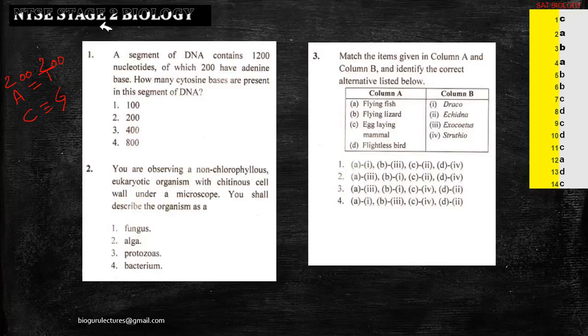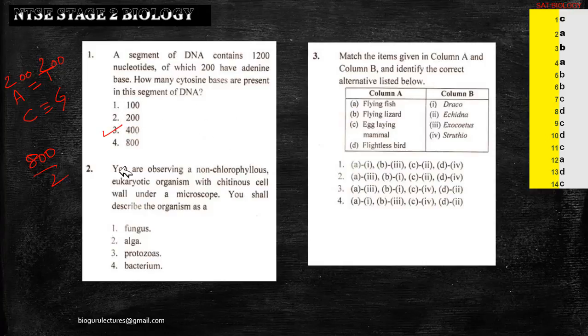All right, so 1200 minus 400, we have around 800 remaining. Again, we know that C and G are complementary to each other. So divided by 2, each one should get 400 and 400. So we'll go with the answer 3, or option C.